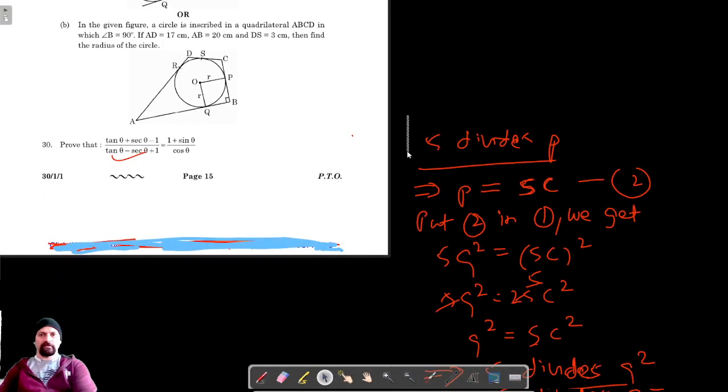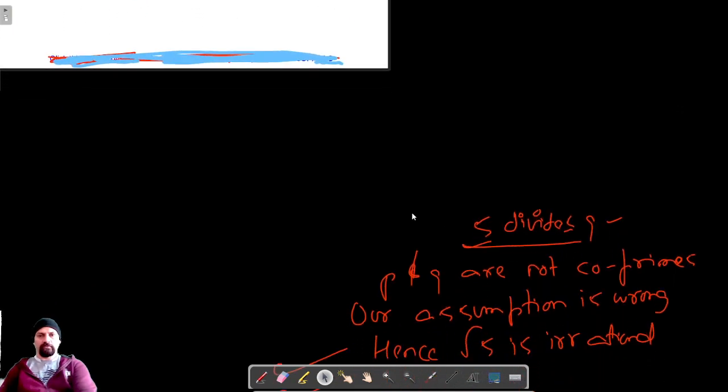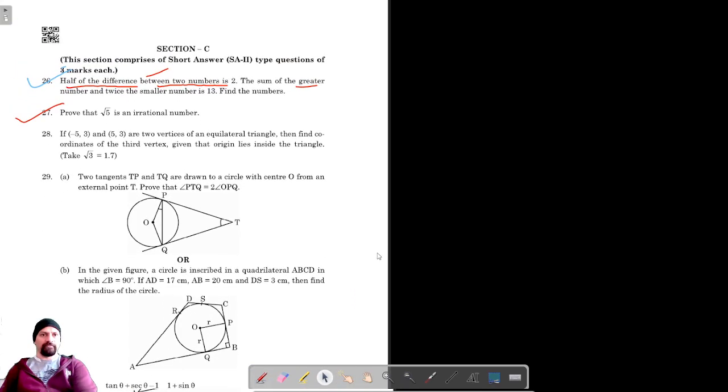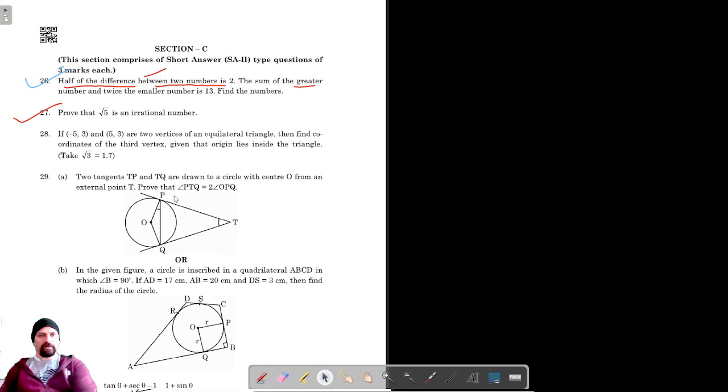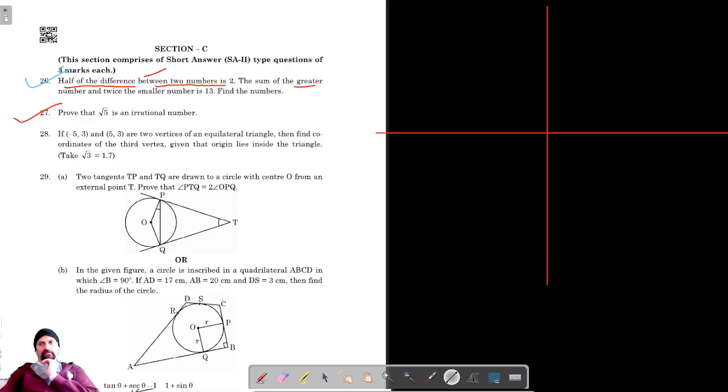Let me erase this and move on to question number 28. For question number 28, it's given that if negative 5, 3 and 5, 3 are two vertices of an equilateral triangle. So let's draw our plane. Let's say this is our plane, this is X and this is Y. So negative 5, 3 and 5, 3 are two vertices of an equilateral triangle.